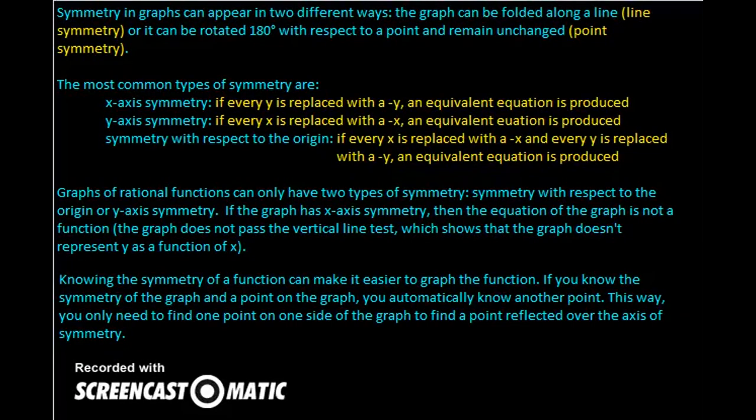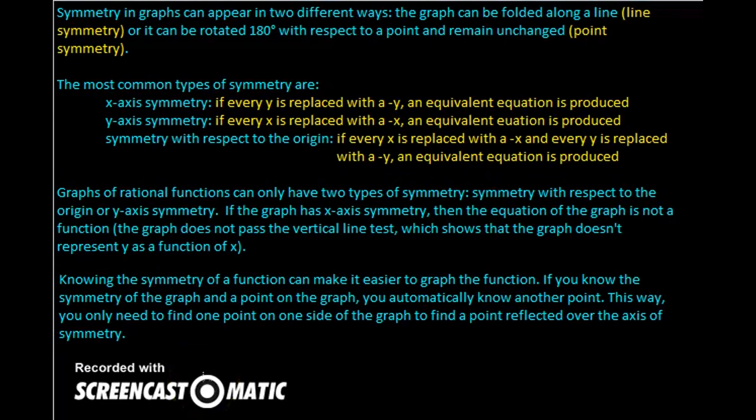Next, we will be talking about symmetry. Symmetry in graphs can appear in two different ways. The graph can be folded along a line, line symmetry, or it can be rotated 180 degrees with respect to a point and remain unchanged, point symmetry. The most common types of symmetry are x-axis symmetry, y-axis symmetry, and symmetry with respect to the origin.